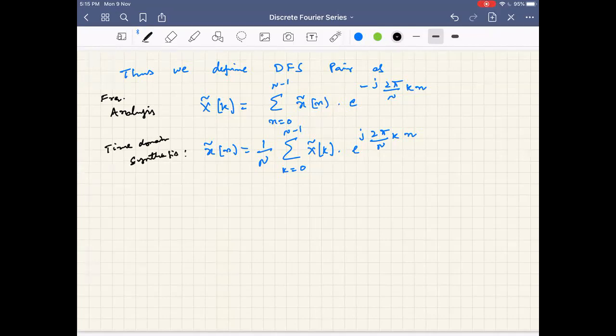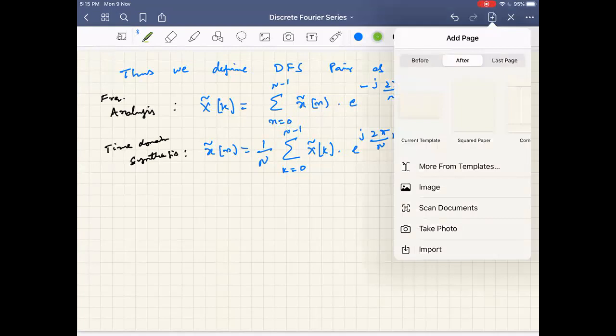Okay, synthesis equations, right? So now let us solve a simple problem to understand how to find the discrete Fourier series representation for a given periodic signal.